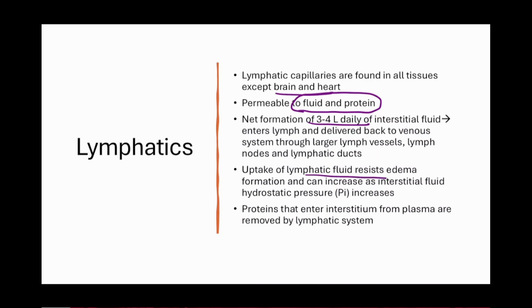Uptake of lymphatic fluid resists edema formation. Okay, always know where that protein is, because that protein is going to alter the oncotic pressure, which is the suck. Okay, so any protein that enters lymphatic system from the interstitial will get cleared out by the lymphatic system. So when that protein gets spilled into the interstitial space, the lymph system will pull it out to maintain a zero oncotic pressure in the interstitium. You don't want oncotic pressure in the interstitium. You don't want proteins there. If they do, the lymph system pulls it out.